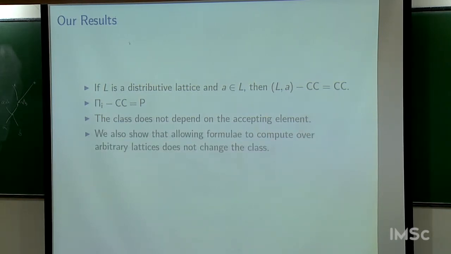Right. So why does allowing comparator circuits to compute over arbitrary lattices help? Is it because of the fan out restriction? Well, actually it's not, because we can show that if you allow the class of polynomial size formulae to compute over arbitrary lattices, you still get NC1. Right. So fan out is not the only thing here.